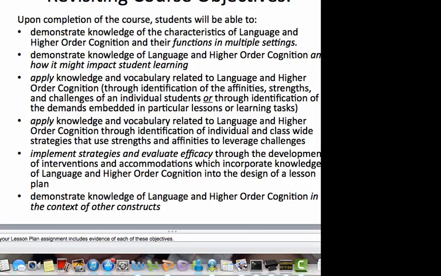Now these objectives are available in the syllabus that all of you already have, but I think they're a really interesting way to close out these 6 weeks of this year-long course and think about what it is that you may have gained in terms of knowledge about these constructs and the ways these constructs emerge, occur, and interact with student learning in the classroom.